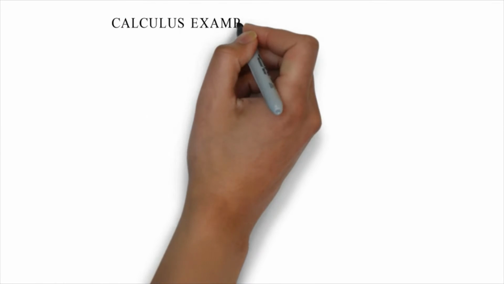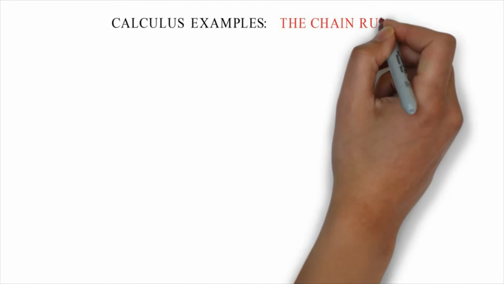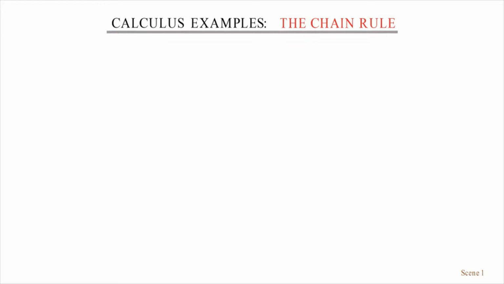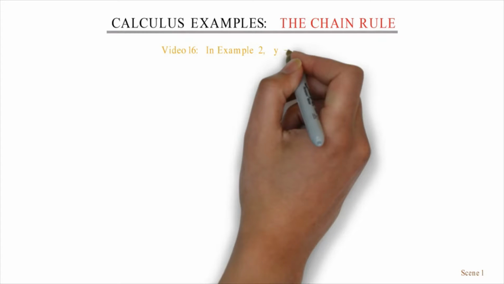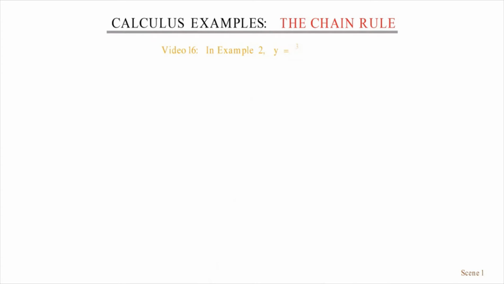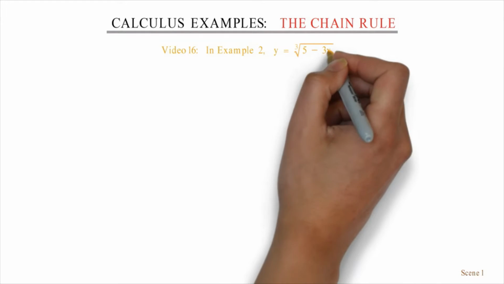Calculus examples, the chain rule. This is video 16. In example 2, y equals the cube root of 5 minus 3x.